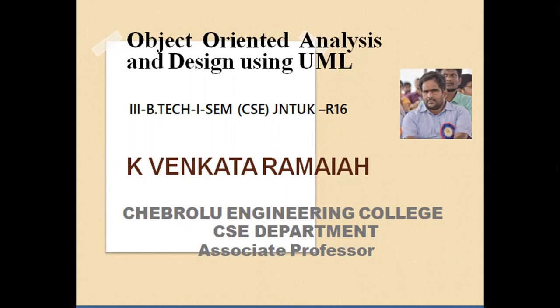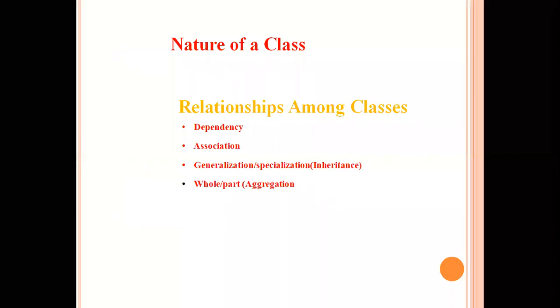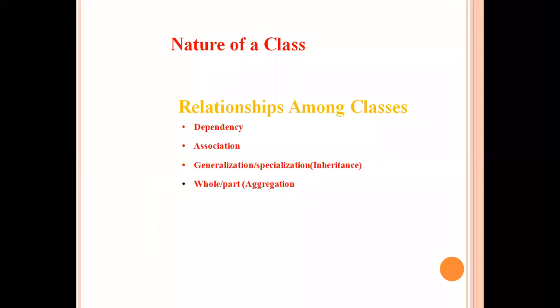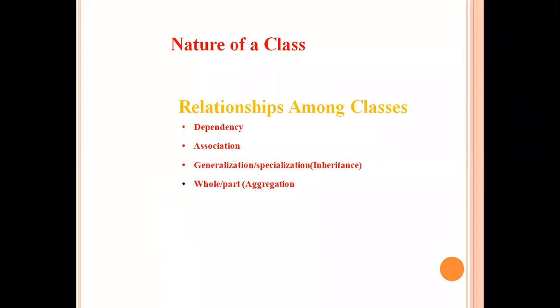Discussing class and relationship among the classes. There are four types of relationships. The first one, dependency. Second one, association. Third one, generalization or specialization, which is called inheritance. And fourth one, aggregation. Aggregation means it is a relationship between the whole system and part of the systems.